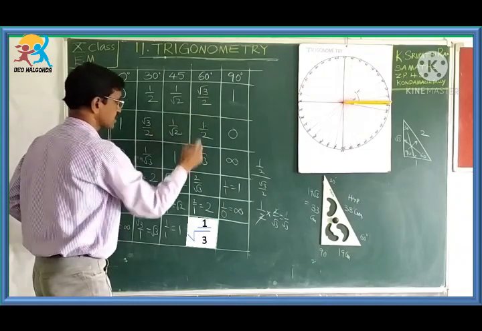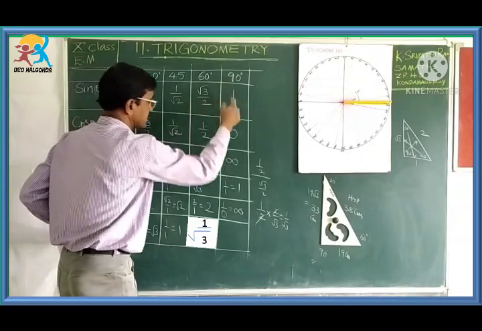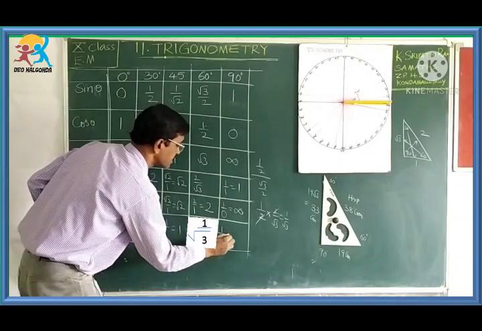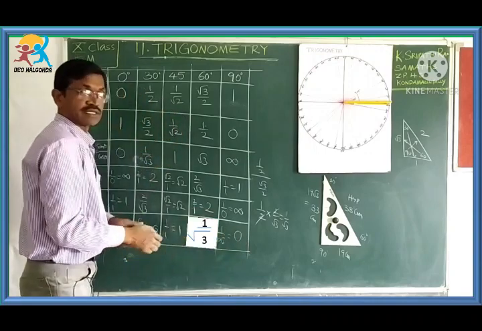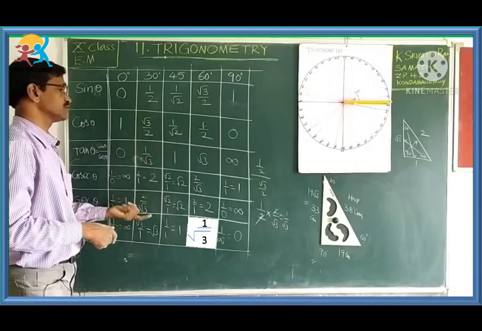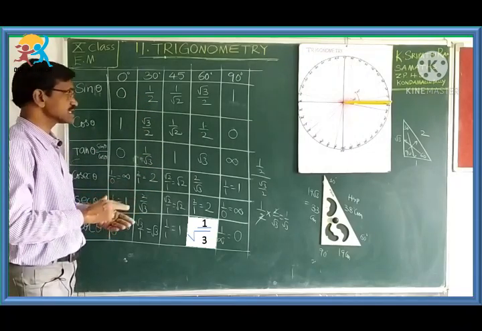Cot 60, cot 90 is the reciprocal of undefined, meaning the reciprocal of infinity, 1 by infinity, that is equal to 0. In this way we can write the table easily, and you have to memorize all these values so that we can solve the problems in the next exercise.